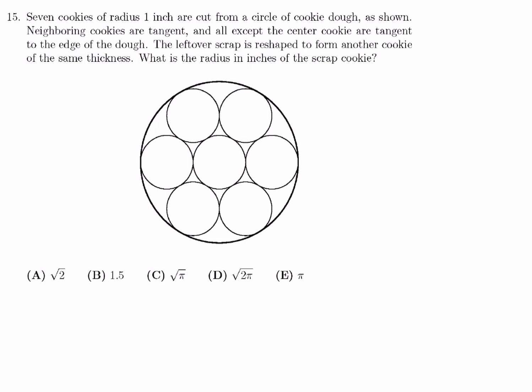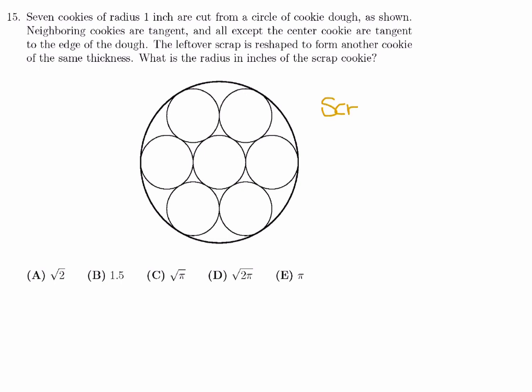Seven cookies of radius 1 inch are cut from a circle of cookie dough as shown. Neighboring cookies are tangent, and all except the center cookie are tangent to the edge of the dough. The leftover scrap is reshaped to form another cookie of the same thickness. What is the radius in inches of the scrap cookie?